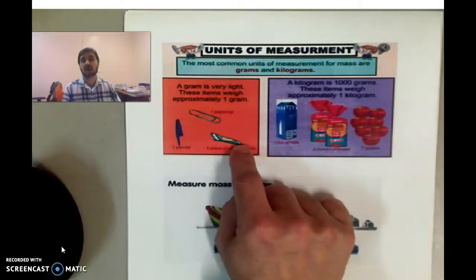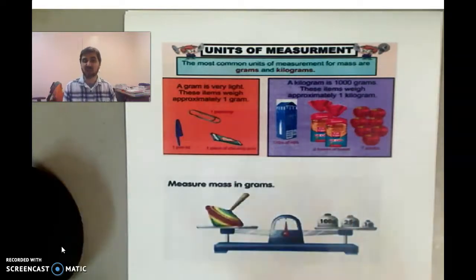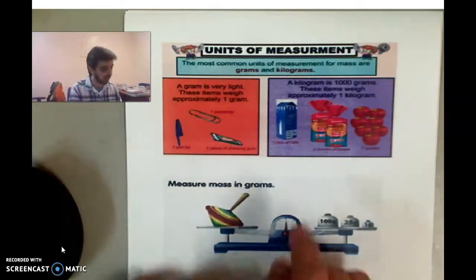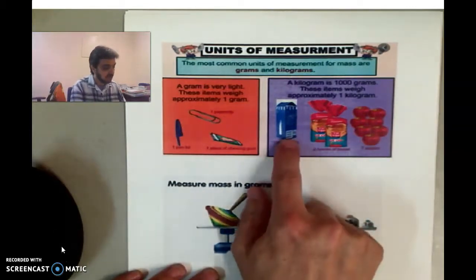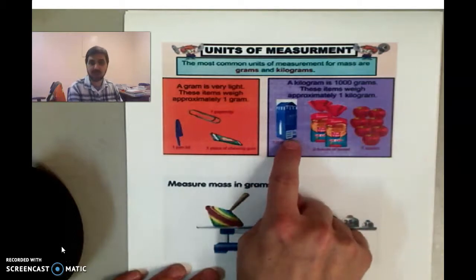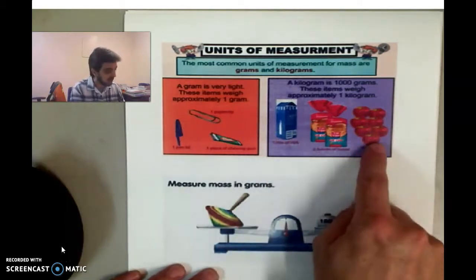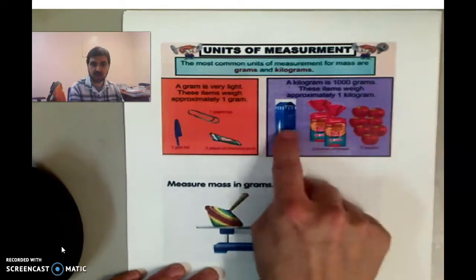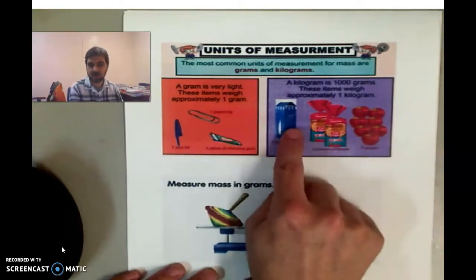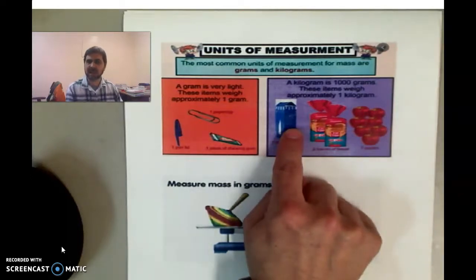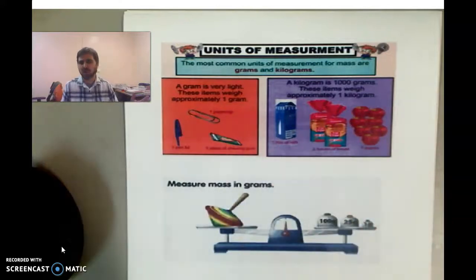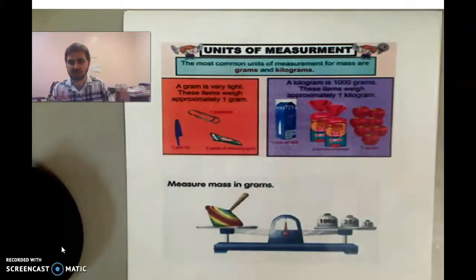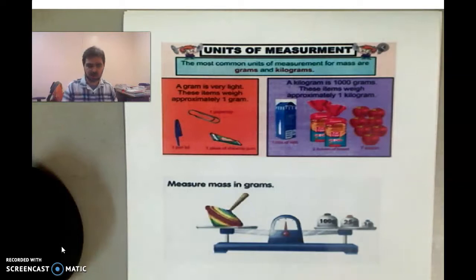Now, a kilogram is like 1,000 times more than a gram. So we're talking about things like a half gallon of milk, or 7 apples, or 2 loaves of bread. These are about 1 kilogram. I think the average third grader would be maybe around 30 kilograms, or maybe a little bit less, a little bit more.